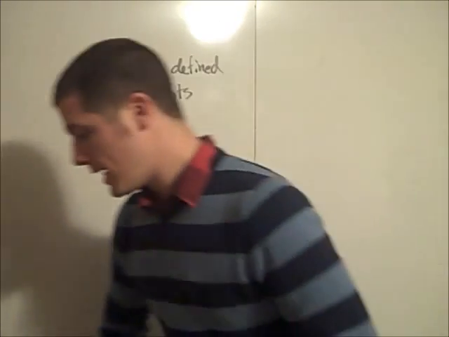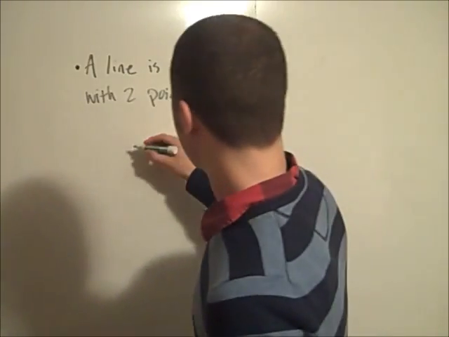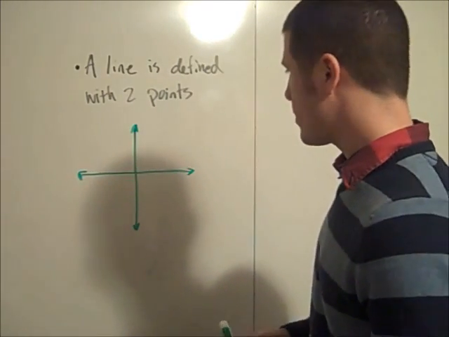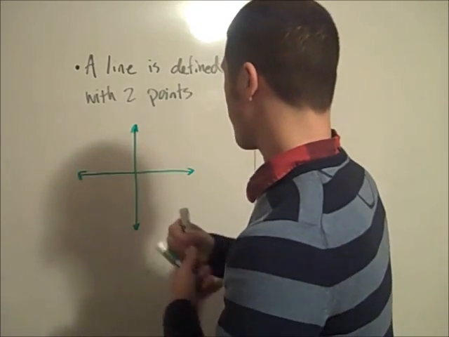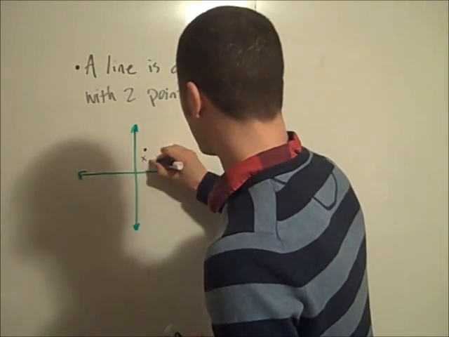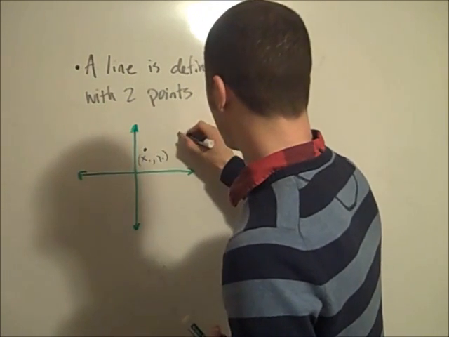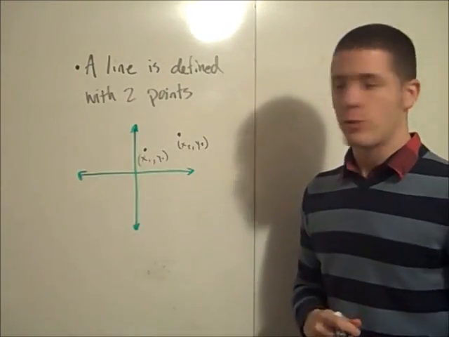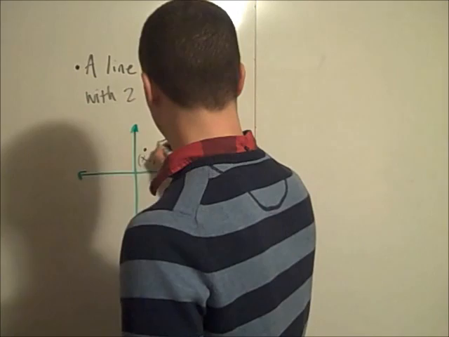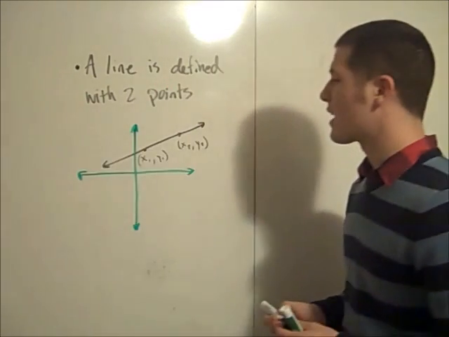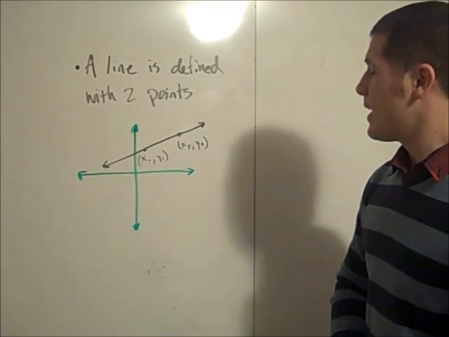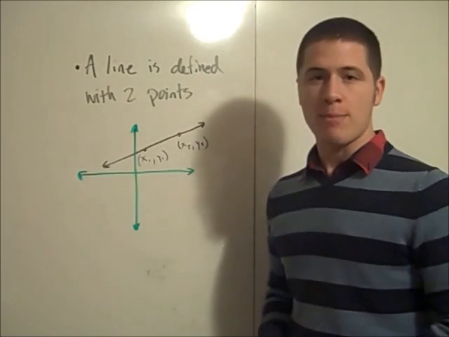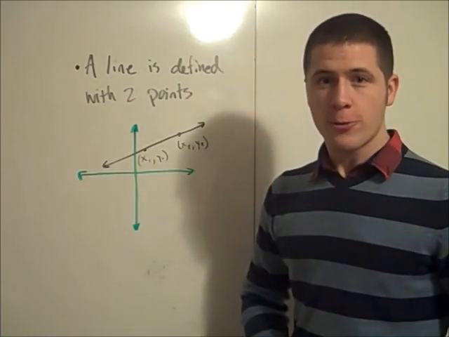What I mean by that is if you have two points in the Cartesian plane, maybe the point x1 comma y1 and the point x2 comma y2, then there is only one line through those 2 points. It takes exactly 2 points to define a line. If we had 1 point, there would be infinitely many lines we could draw through that 1 point.